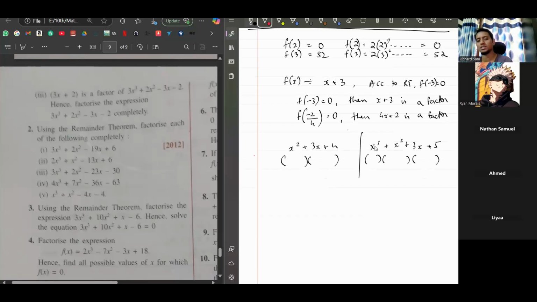There's a name for this, the highest power, it's called something. Forgot. Anyone remembers? Anyway, whatever the highest power is, that many factors you will get. So here, power is 3, so you will get 3 factors.